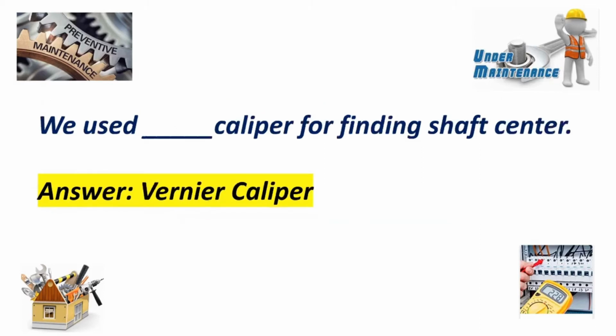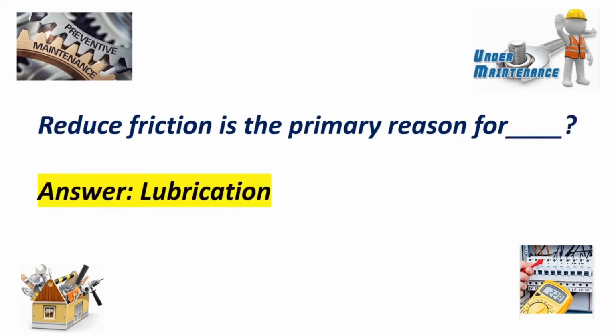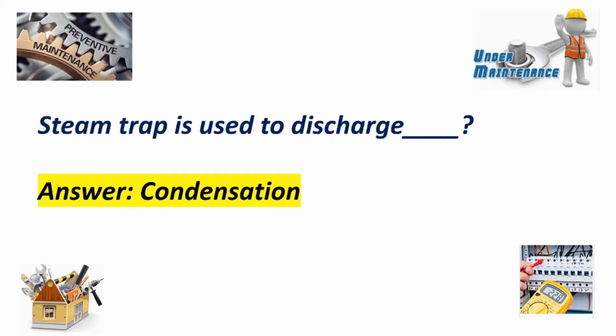We use blank caliper for finding shaft center. Answer: Vernier caliper. Setscrew. Reduced friction is the primary reason for. Answer: lubrication. What is NPT stands for? Answer: National Pipe Thread. Steam trap is used to discharge. Answer: condensation.